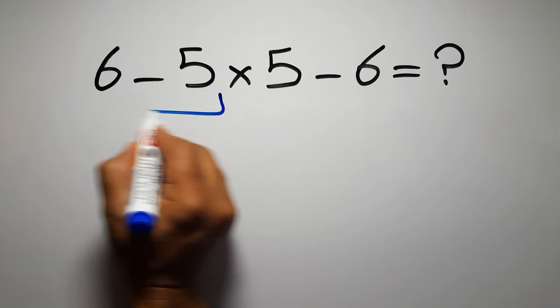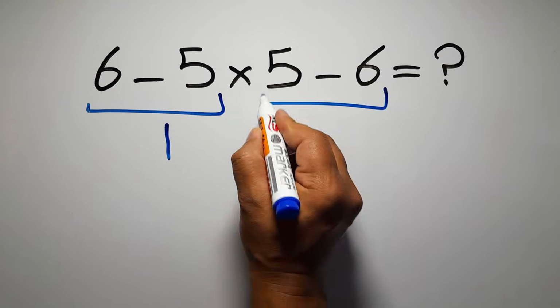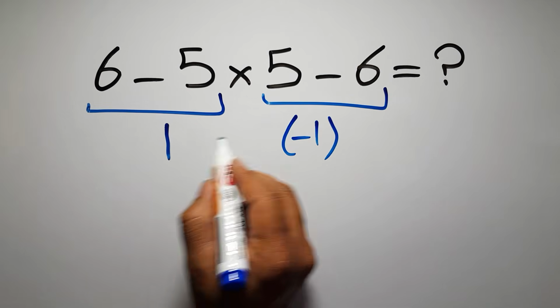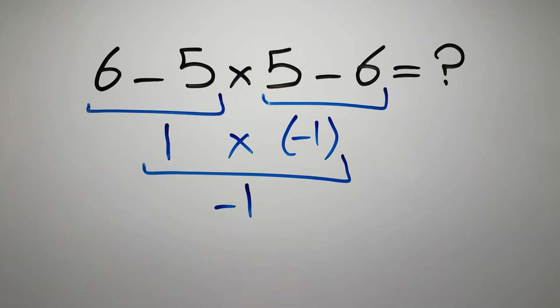6 minus 5 is just 1. And here we have 5 minus 6, which gives us negative 1. So 1 times negative 1 gives us negative 1. But this answer is not correct.